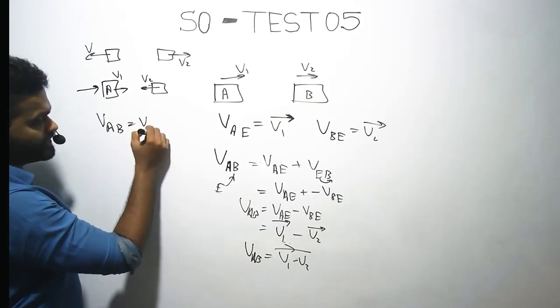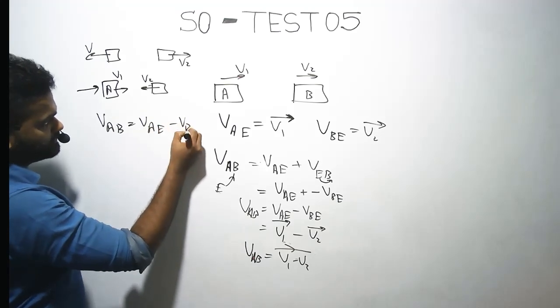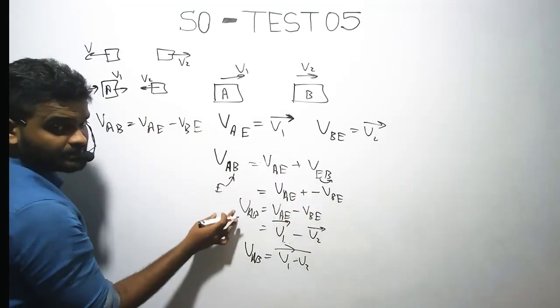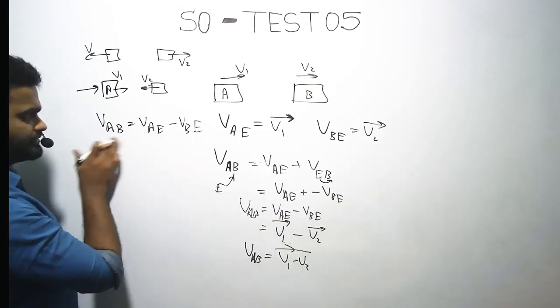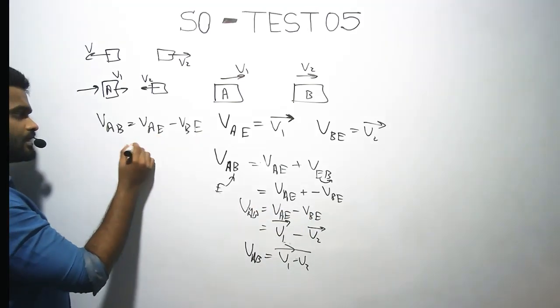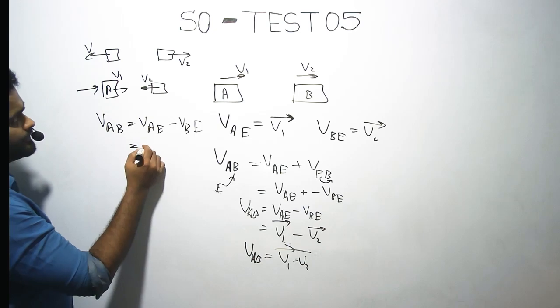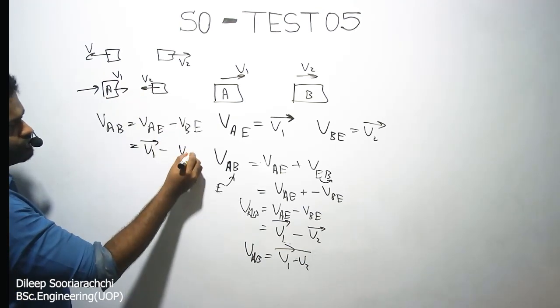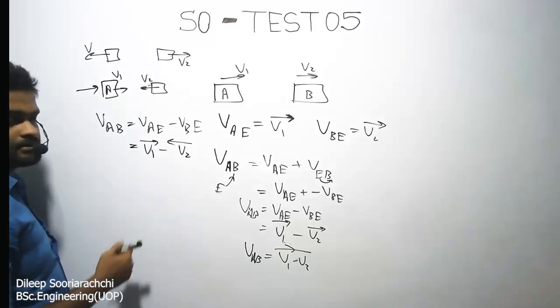VAB equals VAE minus VBE. If you write this one and keep simplifying that, you would end up with this one. So I'll directly use it here. What is VAE? V1 to this side, minus VBE, V2, but the direction is opposite.